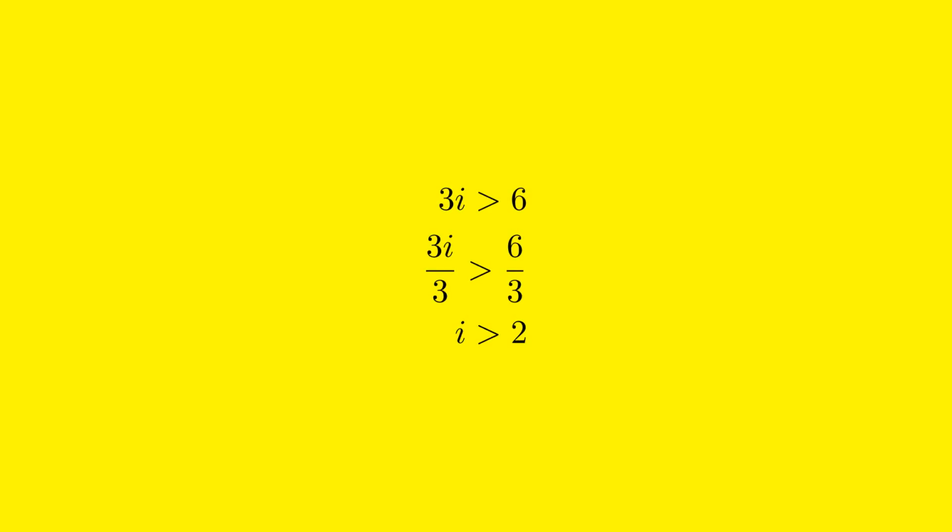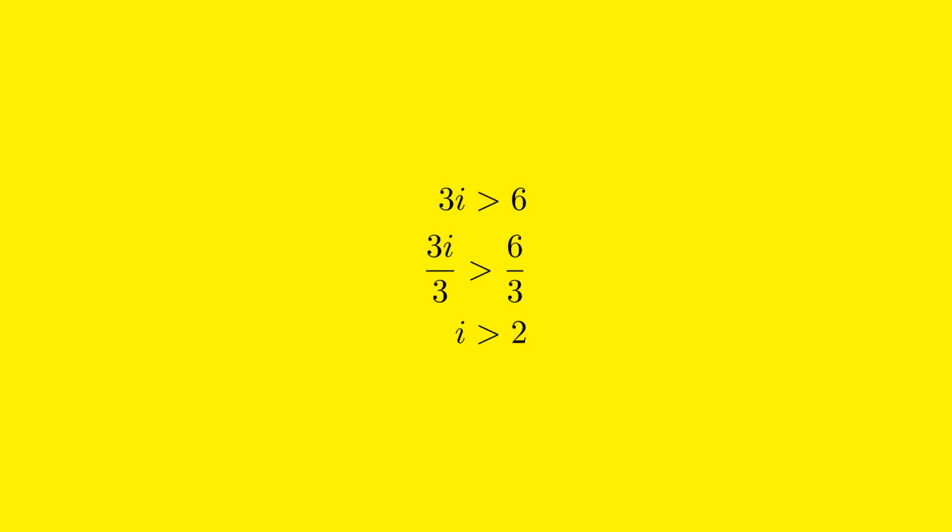To solve for i, we need to isolate i by itself. Currently, the inequality is 3i greater than 6. To do this, we need to eliminate the coefficient of 3 that is attached to i. We can achieve this by dividing both sides of the inequality by 3. Dividing both sides by 3 helps to scale down the coefficient of i to 1.